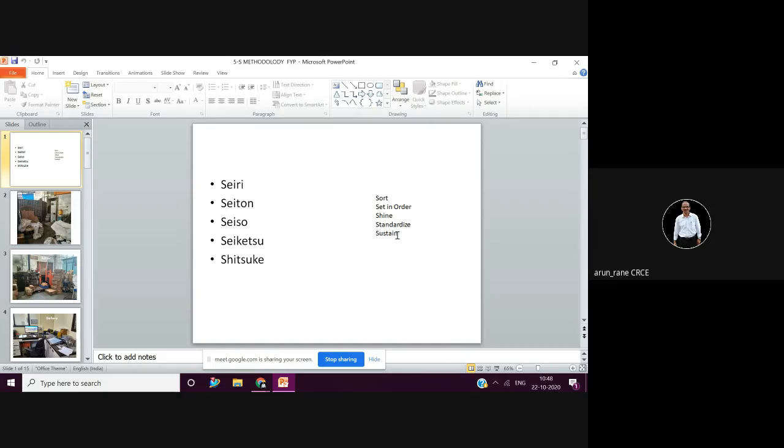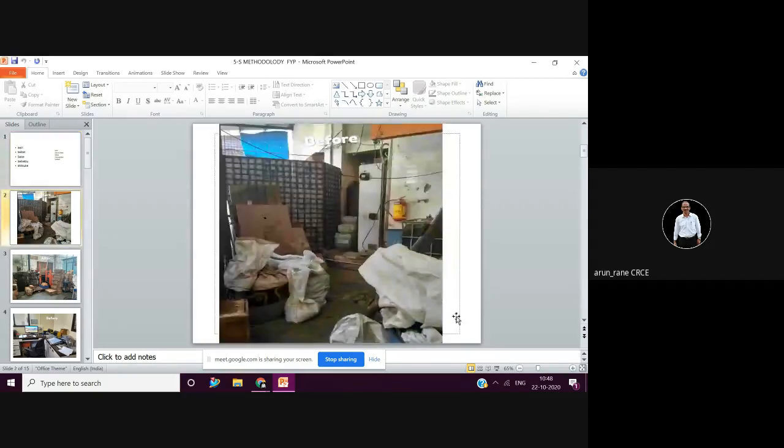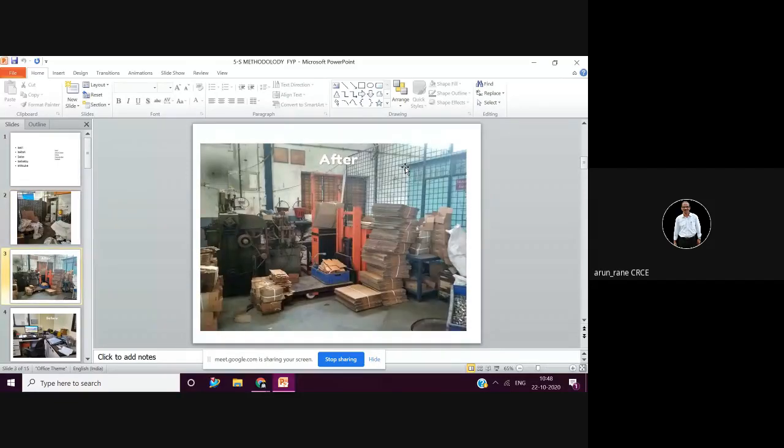So that is what is called the sustain. These are some examples. If there is nothing to do, there is always something to do in housekeeping. So this is how it was before, and this is after, how it has been stacked properly.